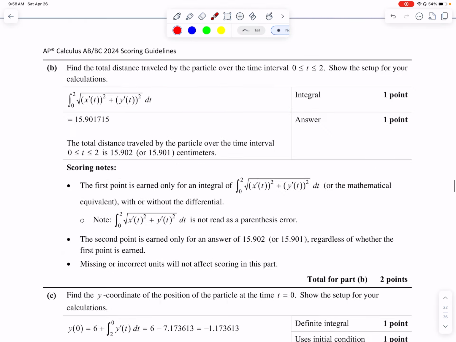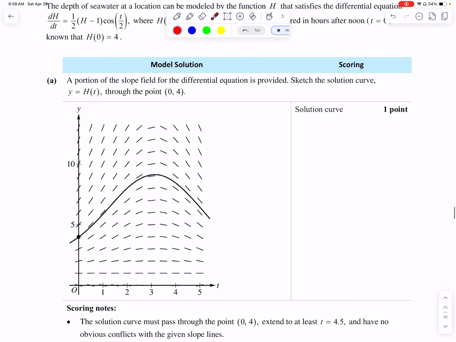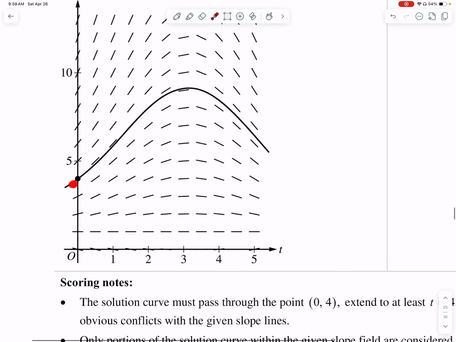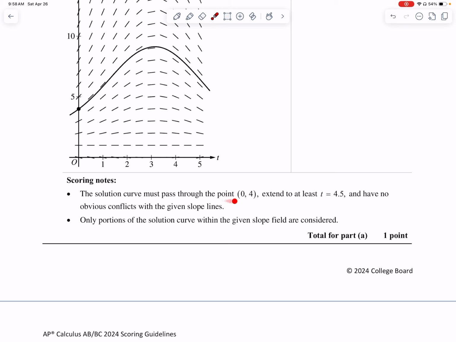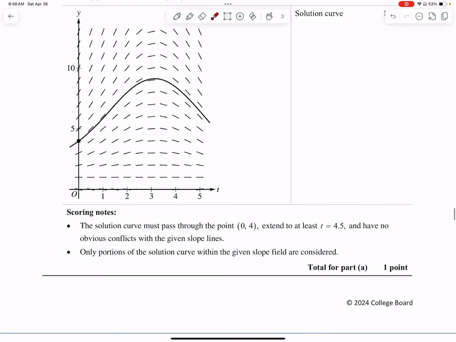Where did I put the solution guide on this one? I didn't put this one side by side, so that's fantastic. All right, so here's our solution curve. This looks pretty similar to the one that I drew, and notice that it does start over here through that point and then follows our relative maximum somewhere around pi and then comes back down. Our scoring note says the solution curve must pass through the point (0, 4), extend to at least t equals 4.5. So if you start over there, they're like, nah, and have no obvious conflicts with the given slope lines. Only portions of the solution curve within the given slope field are considered. Okay, that's interesting. You can see it was just a single point.